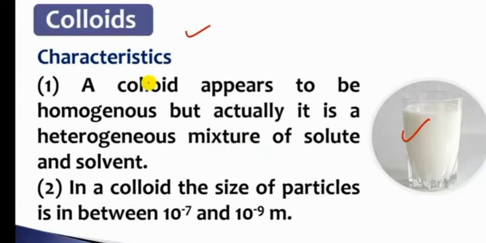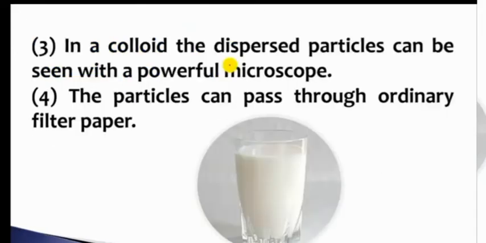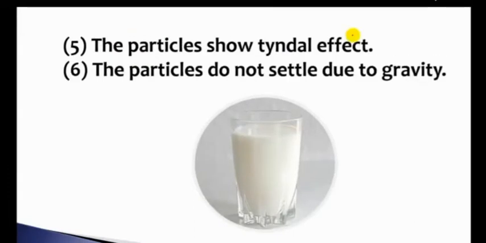Second one, in a colloid, the size of the particles is between 10 to the power minus 7 and 10 to the power minus 9 meter. In a colloid, the dispersed particles can be seen with a powerful microscope. The particles can pass through ordinary filter paper, means they can easily pass through ordinary filter paper. The particles show the Tyndall effect. The particles do not settle due to gravity. It's all about the properties of colloid.